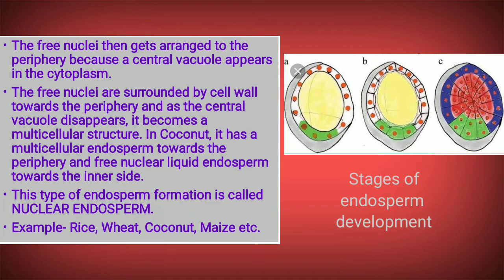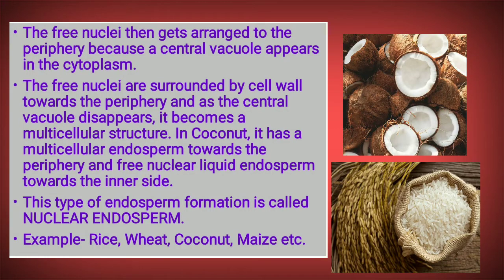In some cases, such as rice and wheat, later the free nuclei get arranged near the central region also, because the central vacuole gradually decreases in size and the free nuclei come towards the central part and develop walls, and as a whole it becomes a multicellular structure. As you can see, the white part in the rice grain is the endosperm.